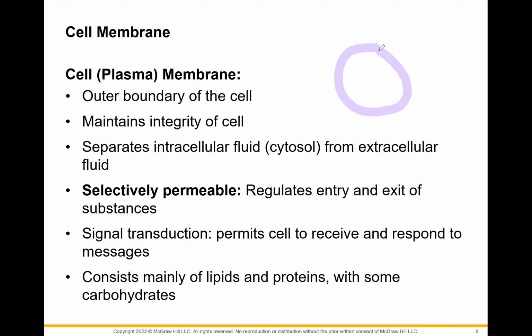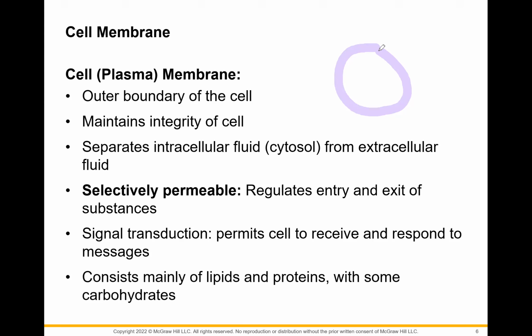And we always say that it is selectively permeable. Selectively permeable means that it doesn't allow for everything to go in and everything to go out. Only certain things can enter and only certain things can exit. Now, it does utilize a communication called signal transduction, and it allows the cell to receive and respond to messages, because believe it or not, your cells have to talk to each other and have communication. And so this allows messages to go back and forth between cells.